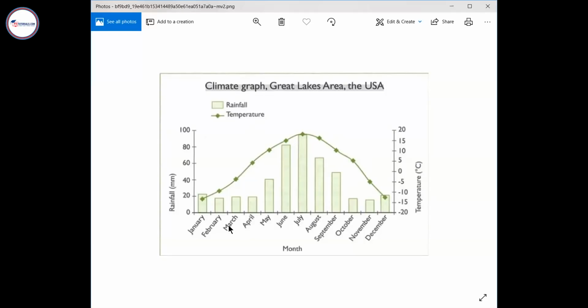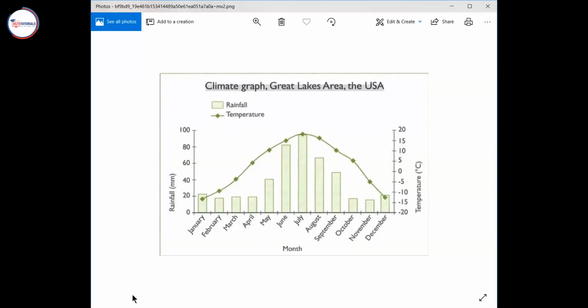On the x-axis, we have number of months that starts with January, February, March. In the middle, it reaches July, and at the end, it is November and December. Another 4 seconds. Quality time pass.